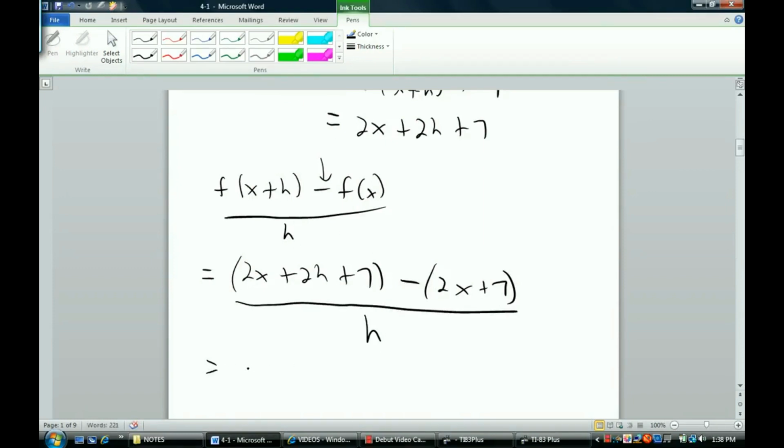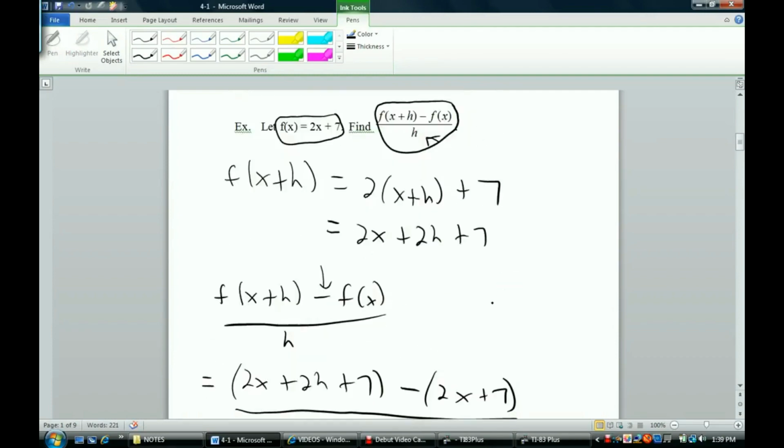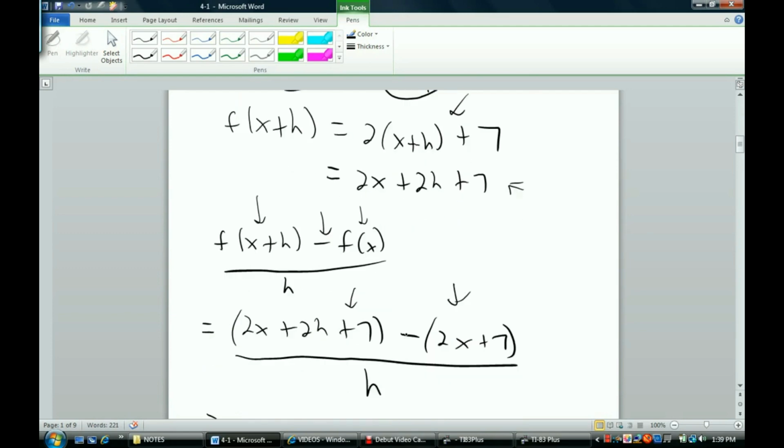So now, let me just go back and review what I just did. I found f of x plus h first, so that's what's up here. All I did was take the x plus h and substitute it for the x. That's what I did down here, and that cleaned up my answer. So that answer goes for f of x plus h. And then f of x was given to be 2x plus 7, which I put there. And then h is our denominator, and it stays our denominator.